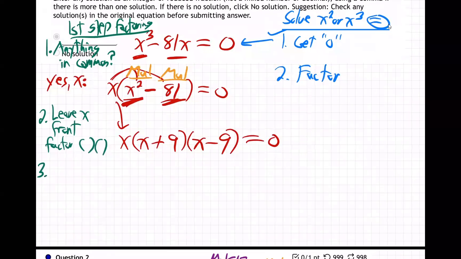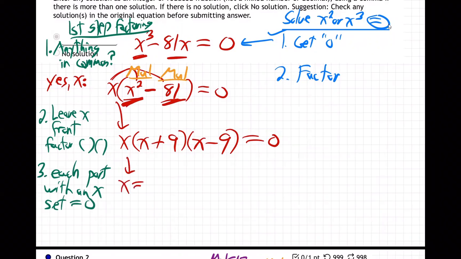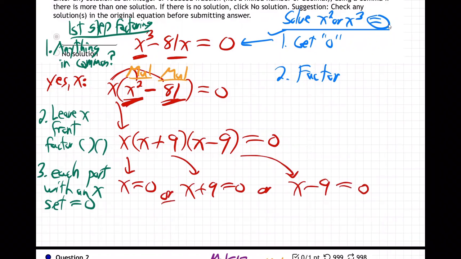Step 3, each part with an x set equal to 0. Every part that has an x you set equal to 0. So I'm going to take this x alone, 0. I'm going to take this x plus 9. And I'm going to take this x minus 9. Now, what's up with that? I'll put ors in between.